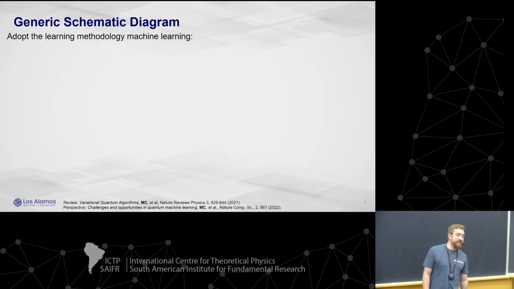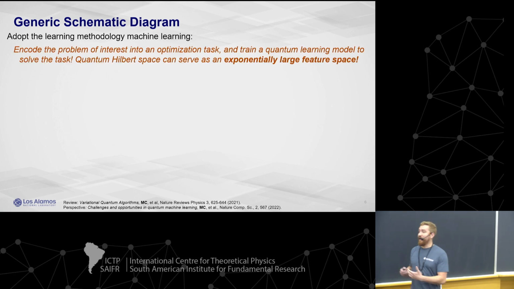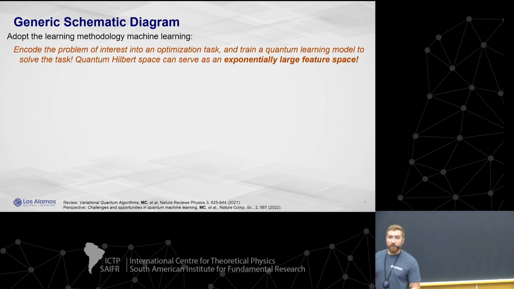So what is the generic schematic diagram of a quantum machine learning model? What we're going to try to do is we're going to have a task of interest which we don't know how to solve.